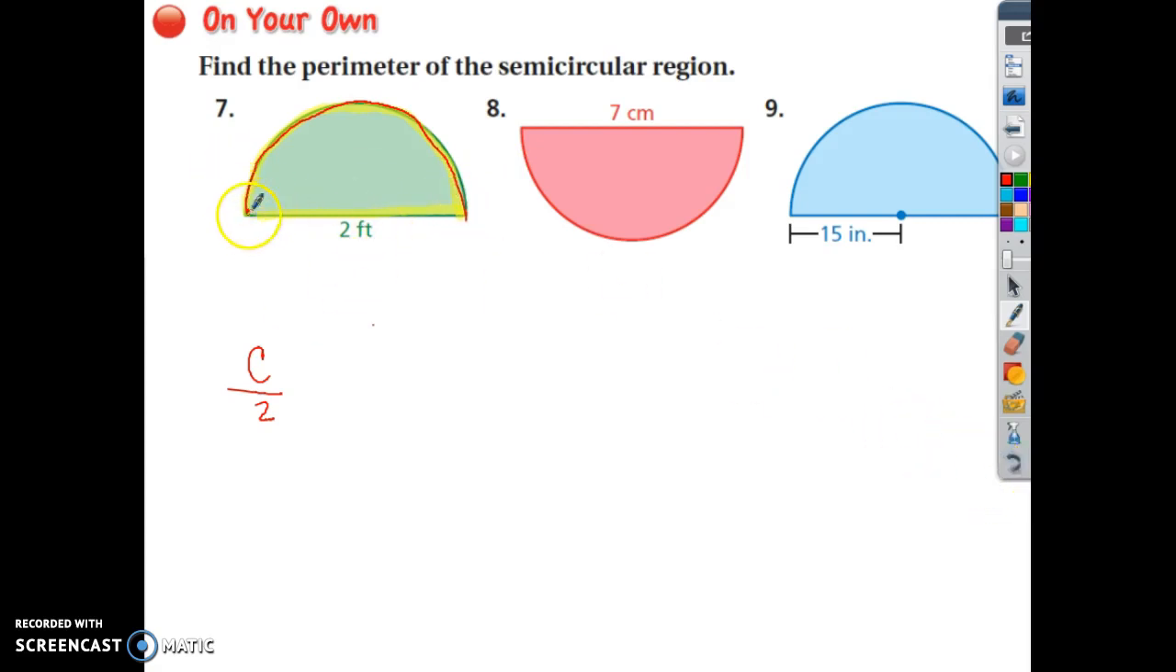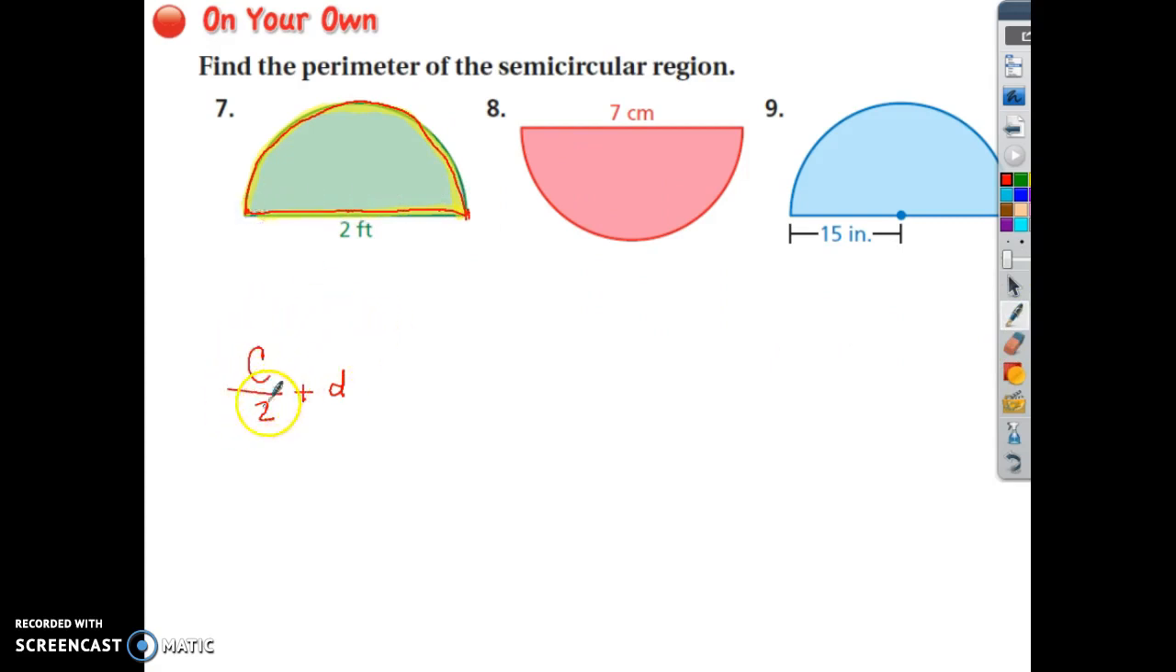Again, if I were to draw that circle back in, that distance is right across the center, which means it's the diameter. So I need to add in that diameter. Once I do that, I have then covered the entire perimeter of my semicircular region.